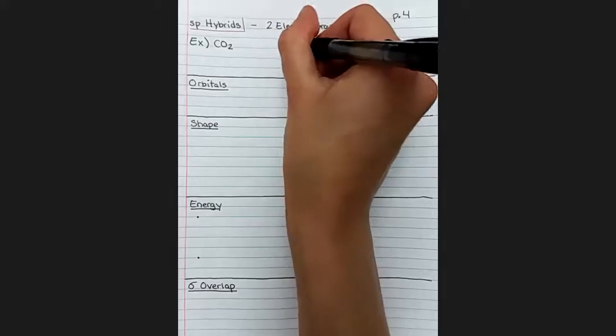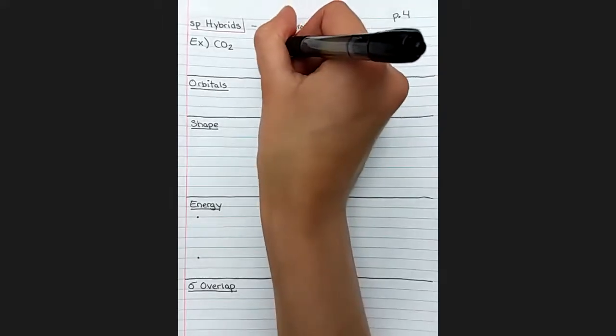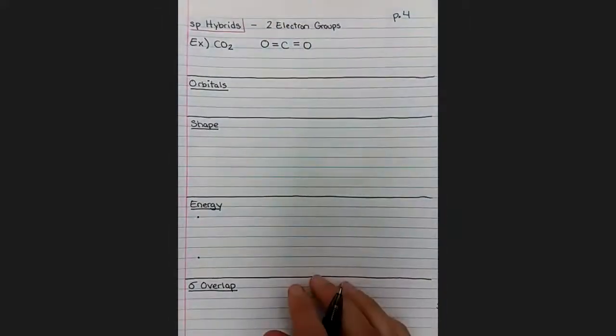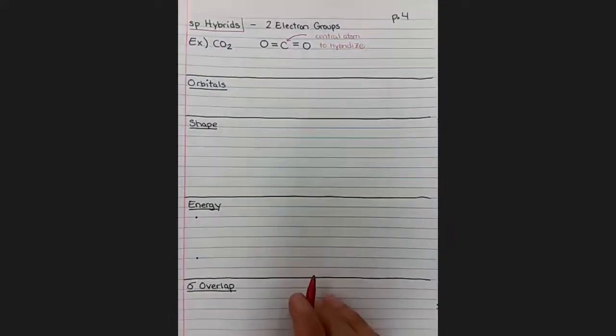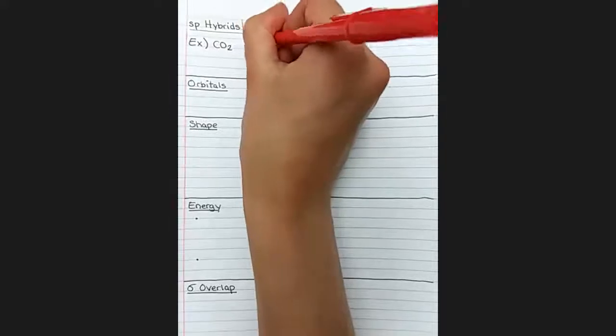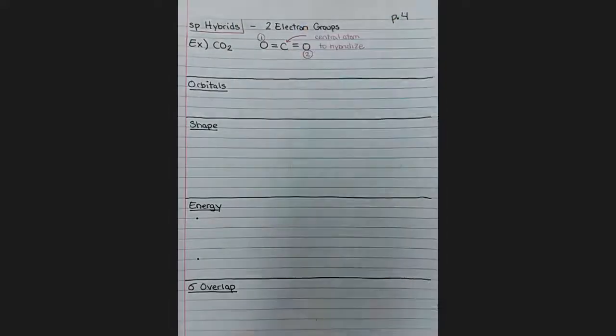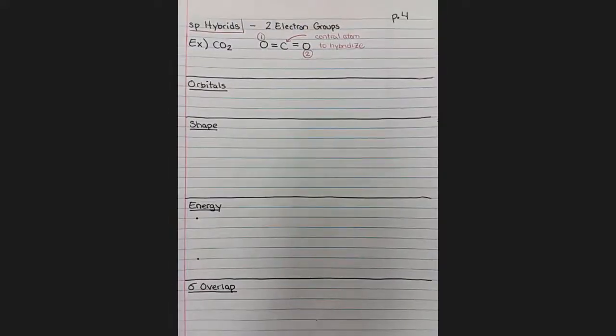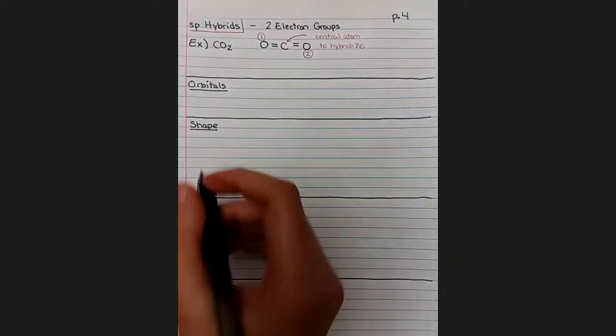So we know we can draw CO2 like this, with the carbon atom in the center, doubly bonded to an oxygen atom on each side. And our central atom is the carbon. That's the one we're going to need to hybridize in order to correctly predict that 180-degree bond angle. So we need to know the number of electron groups. Carbon has 2 electron groups attached to it.